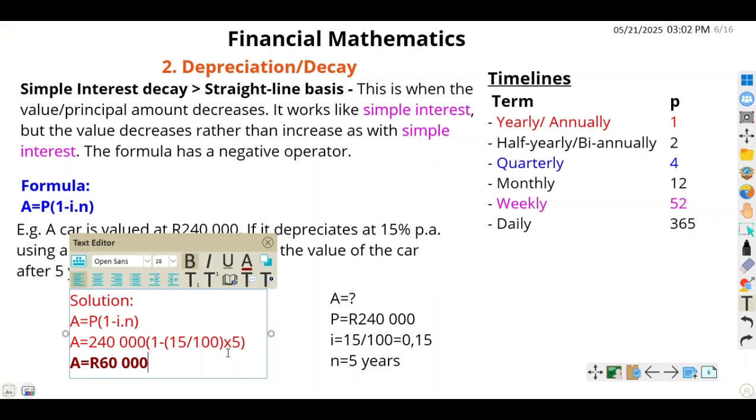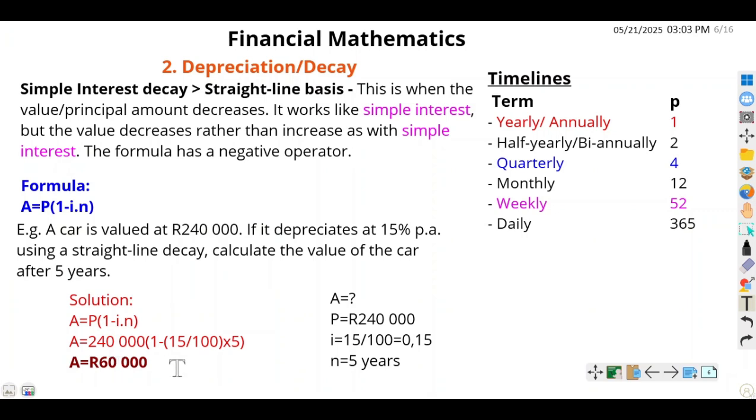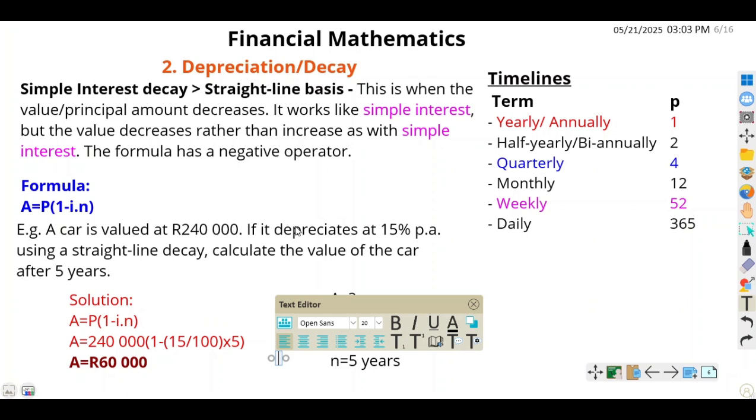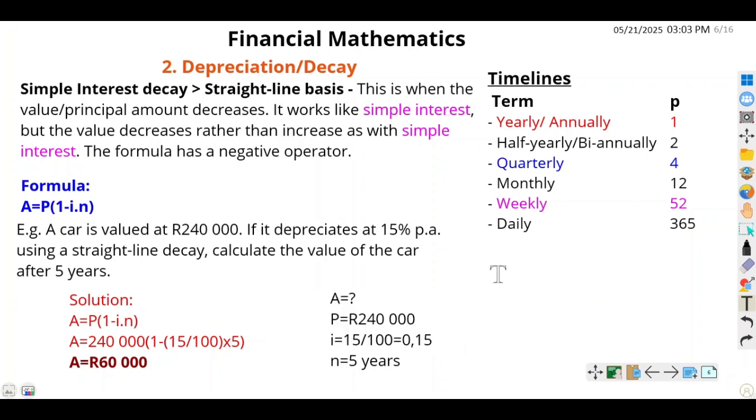This gives us 60,000 rands. So this tells us that after 5 years the new value of that car is going to be 60,000 rands. Meaning if you buy a car now for 240,000 rands, in 5 years when you sell it, you will sell it for 60,000 rands based on a 15% per annum depreciation rate. That is example 1 for simple interest decay.